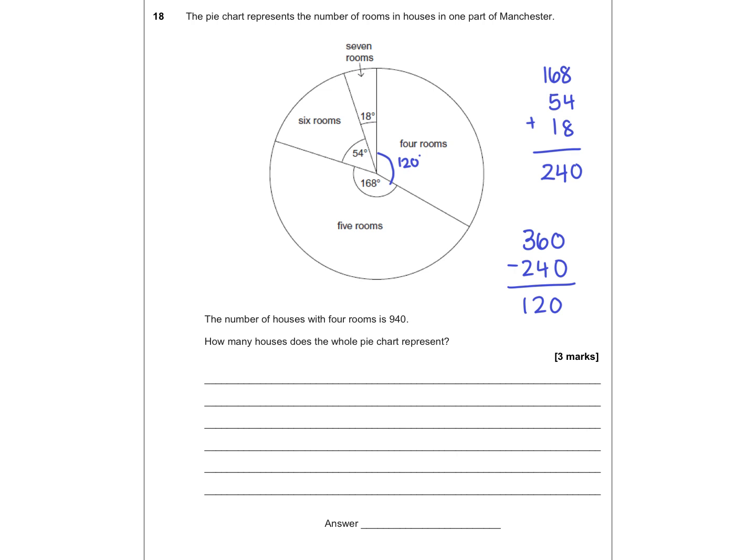Now they tell us that that piece of the pie chart actually represents 940 houses. So 120 degrees equals 940 houses. Now, they wanted us to find out how many houses in the whole pie chart. The whole pie chart is 360 degrees. How do we get from 120 to 360? We times by 3. Now, this is why I like to just think about this as a ratio. So we can also times this side by 3. So 940 times by 3 is 2,820 houses. That is how I would do this question.